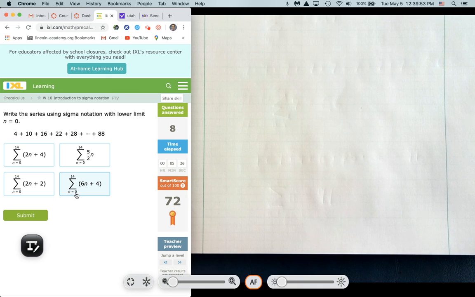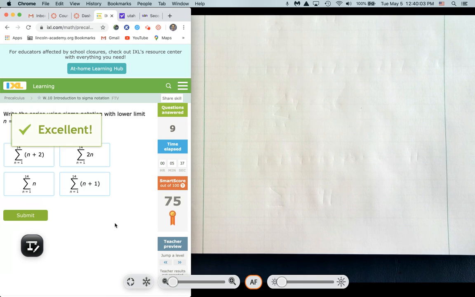But we still could make sure it works by plugging in a 0. 6 times 0 is 0 plus 4 gives me the 4th term. If I plug in a 1, 6 times 1 is 6 plus 4 gives me 10. So it's a linear one. Hopefully you'll be able to work through these. If you do have questions on these, please do ask.